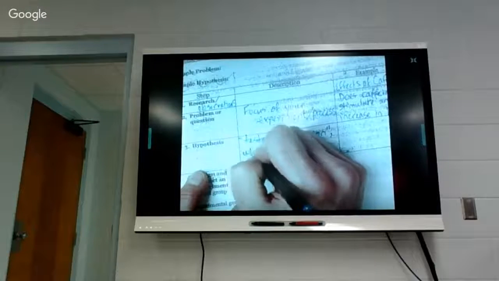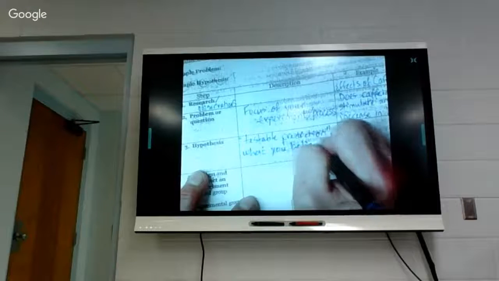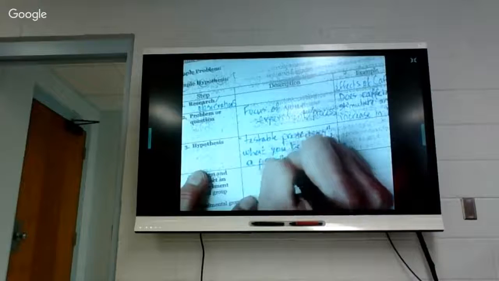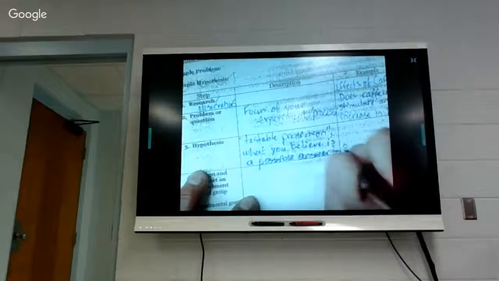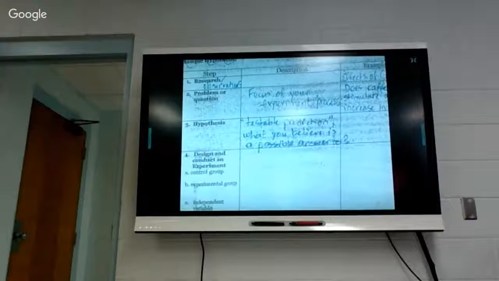It is what you believe is a possible answer to the question, or the problem. Okay, so it's what you think the answer could be. Now there's something that in this AP that we call the null hypothesis.